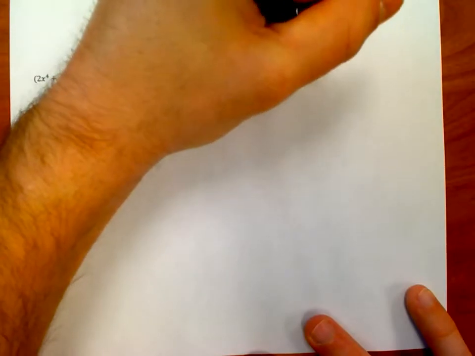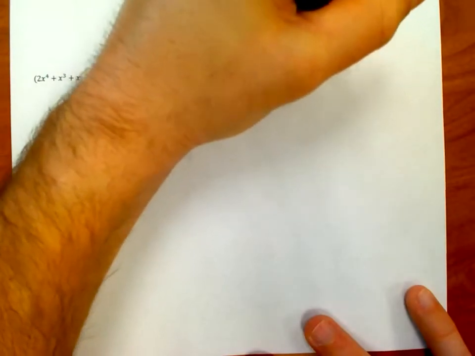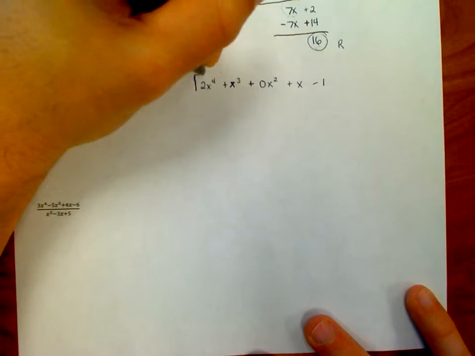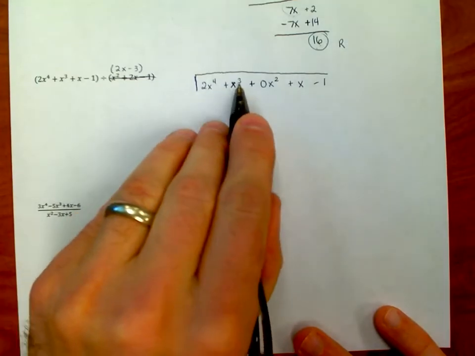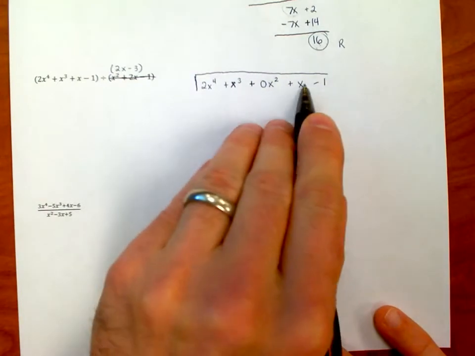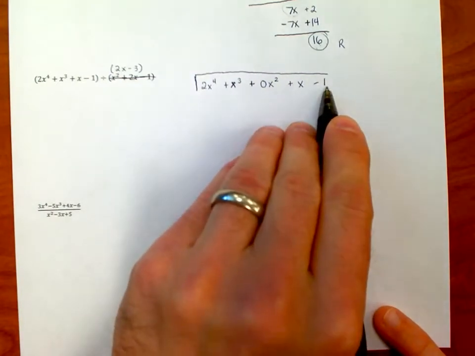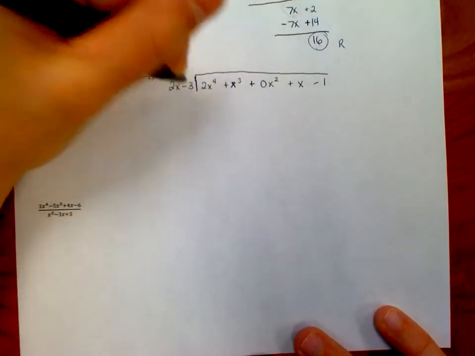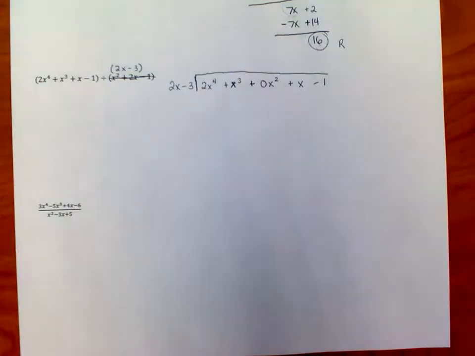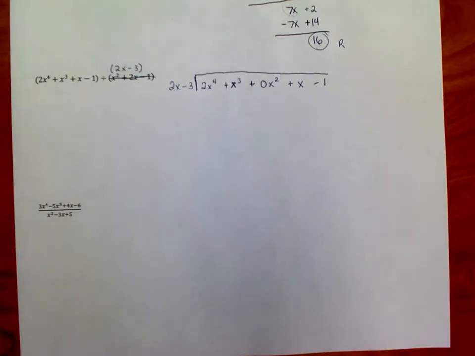I have plus x minus 1, and that goes on the inside of my long division sign. 2x to the fourth, x cubed, x squared, x to the first, constant at the end. And then on the outside I have 2x minus 3. That's what we're going to divide by. We're going to move a little bit faster because I've done this already in the previous example, but the process remains the same. Okay, so if you need to pause at some point in the video, that's fine. Just try to keep up.